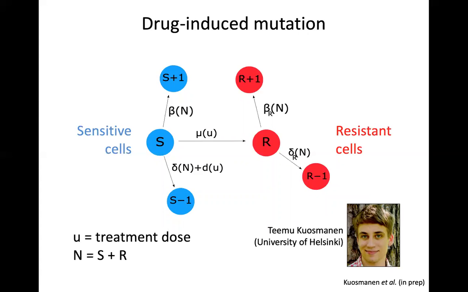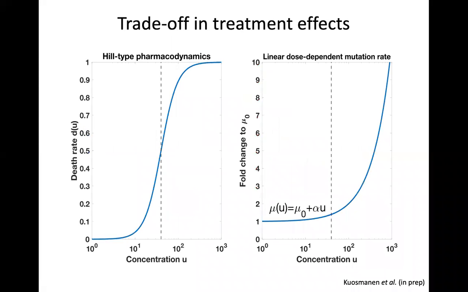For example, chemotherapy, which is mutagenic, or if there's some kind of plastic response in the sensitive cells, then we have this term mu, which is dependent on our drug dose, here denoted U, which is a treatment-dependent mutation rate. What I'm going to introduce you to here is some work that was done by Timo Kuusmanen, who is a master's student at the University of Helsinki, and I was somewhat involved in his master's project, which looked at what happens when one introduces this drug-induced mutation rate.